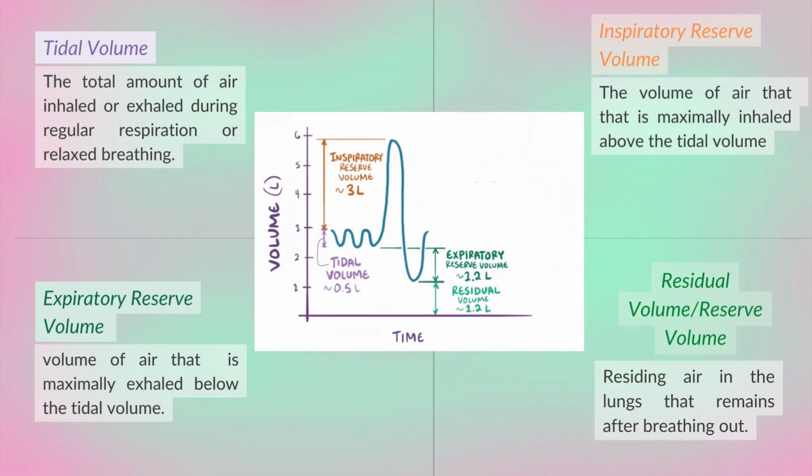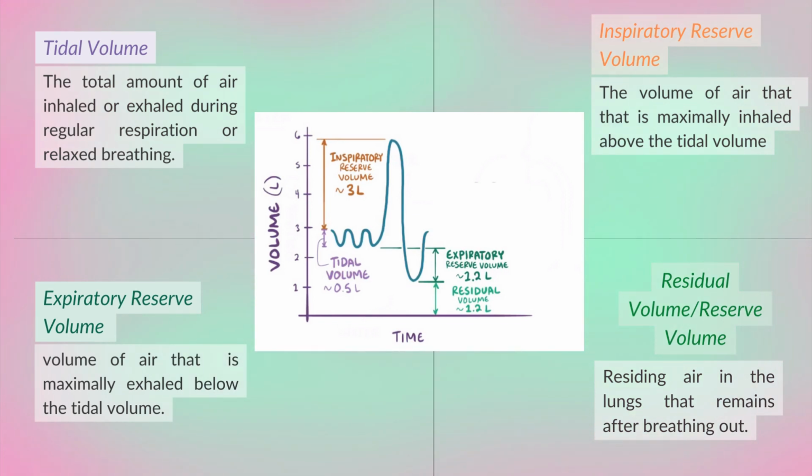Now, inspiratory reserve volume. An inspiratory reserve volume is a supplementary volume, approximately ranging between 2.5 to 3 liters of air, which could be effectively inhaled after the inspiration of a standard tidal volume. Next, the expiratory reserve volume refers to the additional capacity of air, which is about 1.2 liters, that could be forcibly exhaled after the expiration of a standard tidal volume.